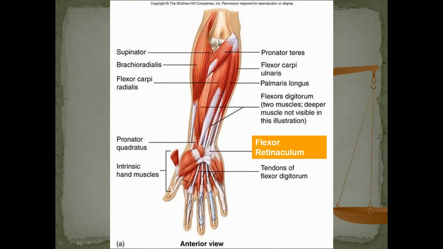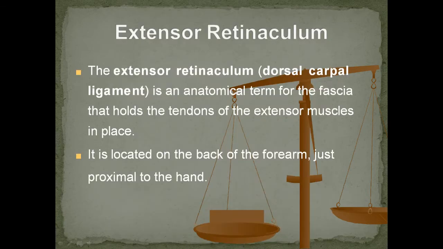We can see here this is the flexor retinaculum. Now we'll see the extensor retinaculum, or dorsal carpal ligament, which is another anatomical term for the fascia that holds the tendons of the extensor muscles in place.